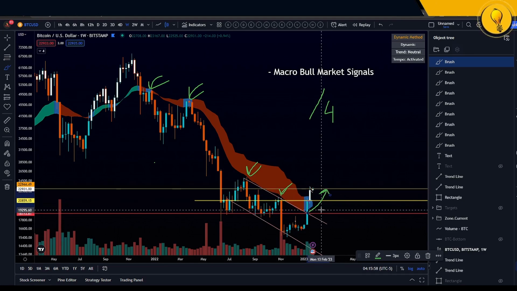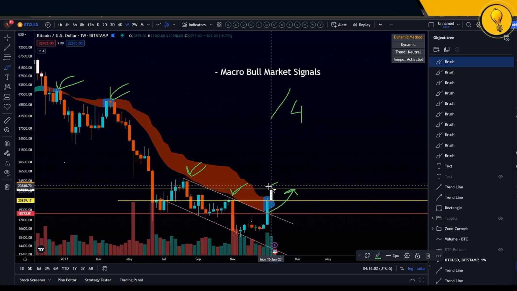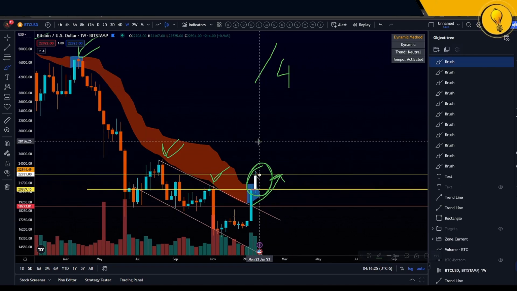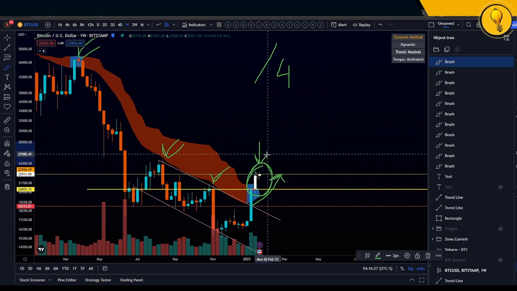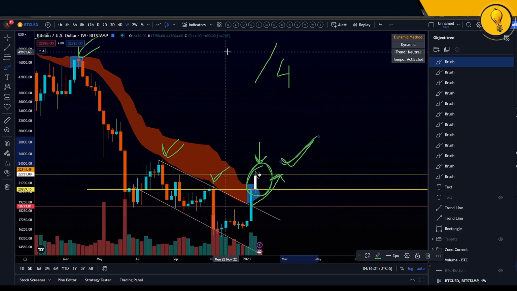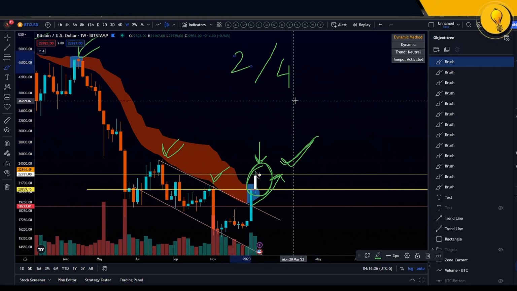However, I stick to my confirmation rules. When I say confirmation, I want to see 2 consecutive candle closes over the Mango Dynamic Indicator. For now, we only have 1. However, if this week's candle closes over the dynamic, that is going to be our confirmation, at which point we will then have a good 2 out of 4 bull market signals that have gone off.